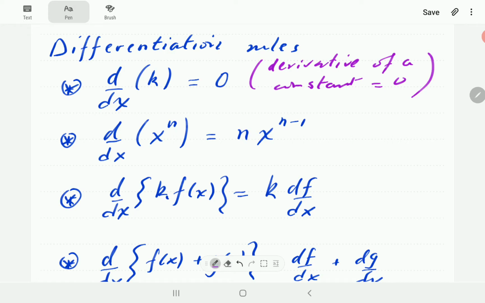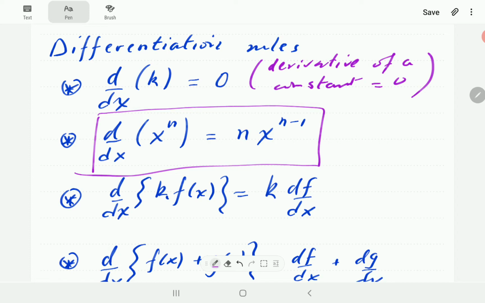Then the second one says the derivative of x to the power n with respect to x is n times x to the power n minus 1. This is probably the most important of the rules we're doing here. So this one is saying when you differentiate a power, first you multiply by the power, and then after that you subtract 1 from the power. So that's what we're going to be doing repeatedly.